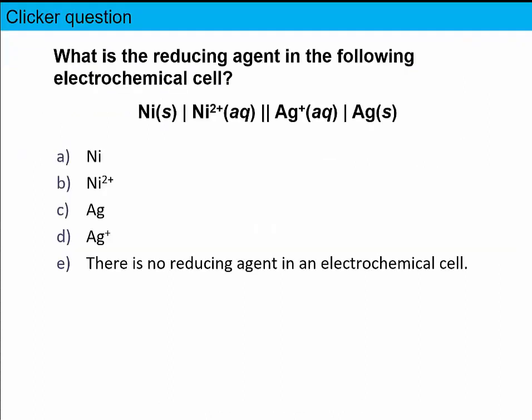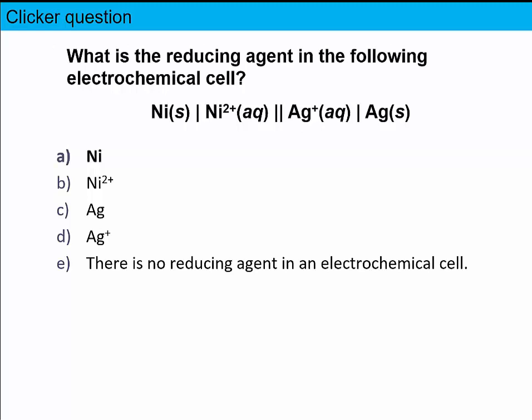What is the reducing agent in the following cell? We've got a nickel anode with nickel 2+ in solution, and a salt bridge, and Ag+ silver ions in solution, and a silver cathode. Pause. Okay, it's going to be the nickel. That is the reducing agent because it is the one that is getting oxidized.